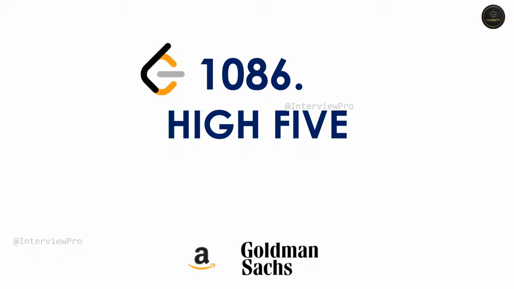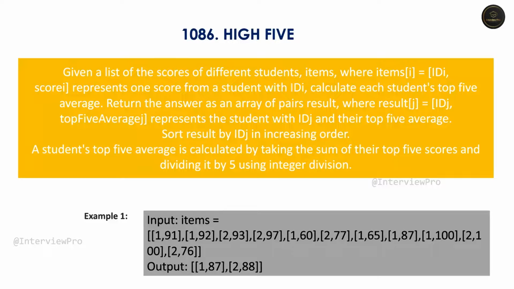InterviewPro. In today's video, let's solve the LeetCode problem High 5. This question appeared in interviews by Goldman Sachs and Amazon. The problem gives the list of students and their scores. We have to return the average of top 5 scores of each student.